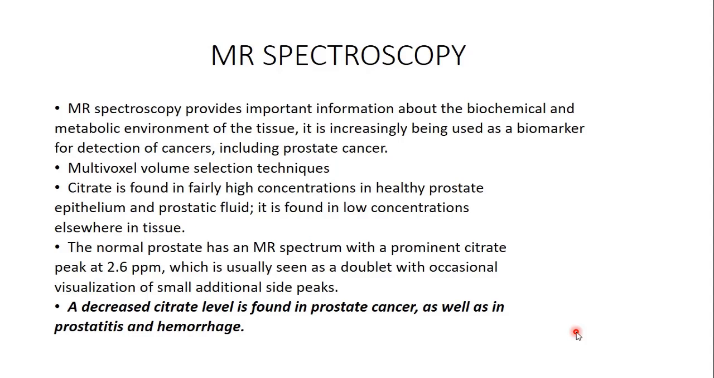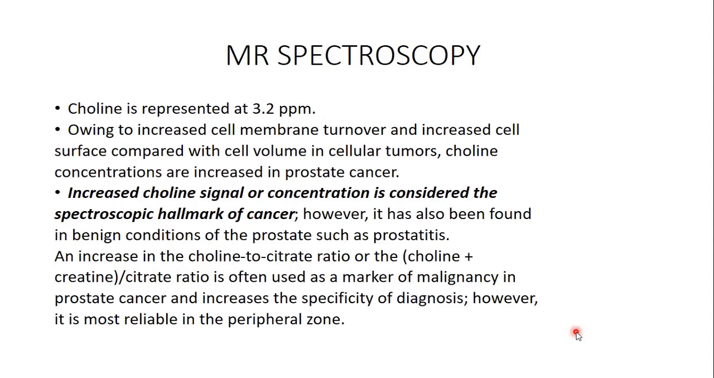The normal prostate has an MR spectrum with a prominent citrate peak at 2.6, which is usually a doublet with occasional visualization of small additional side peaks. A decrease in citrate level is found in prostate cancer as well as in prostatitis and hemorrhage. Choline is represented at 3.2 ppm. Owing to increase in cell membrane turnover and increase in cell surface compared with the cell volume in cellular tumor, choline concentration is increased. Increase in choline signal or concentration is considered to be the spectroscopic hallmark for the detection of cancer.